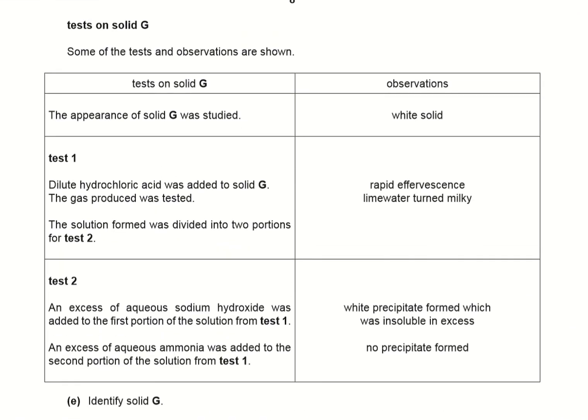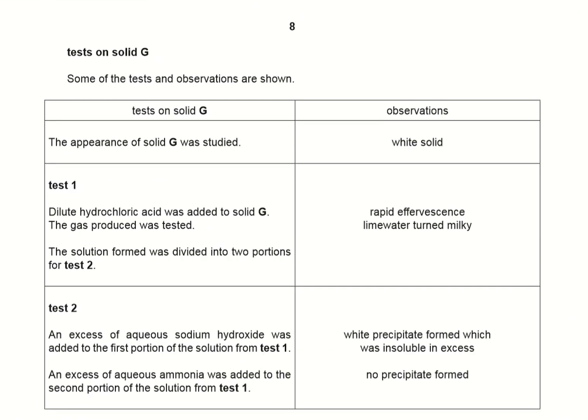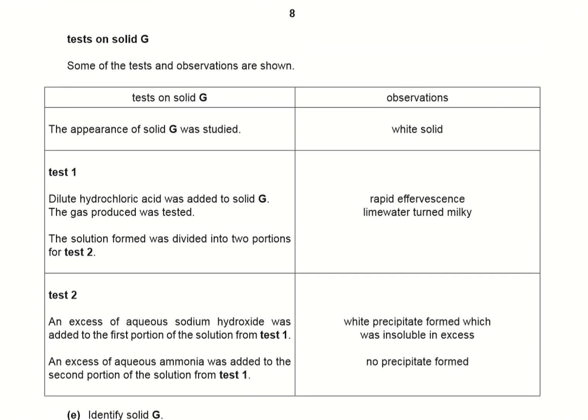And that is test on solid G. In this part of the question, the observations were already written. They say some of the tests and observations are shown. The appearance of solid G was studied, and it was shown that solid G is a white solid. Then they carry out 2 tests on solid G. Dilute hydrochloric acid was added to solid G. The gas produced was tested, and you have rapid effervescence. The gas was found to turn lime water milky.